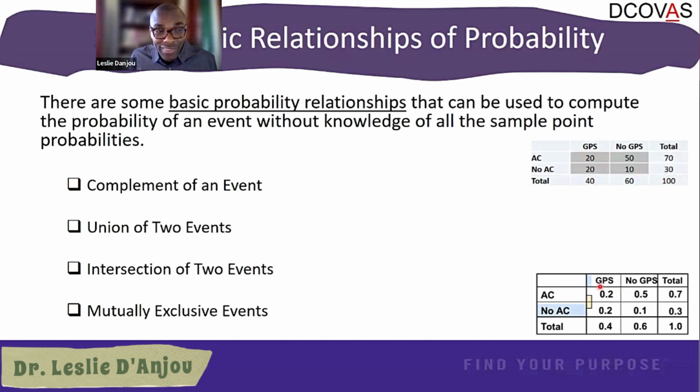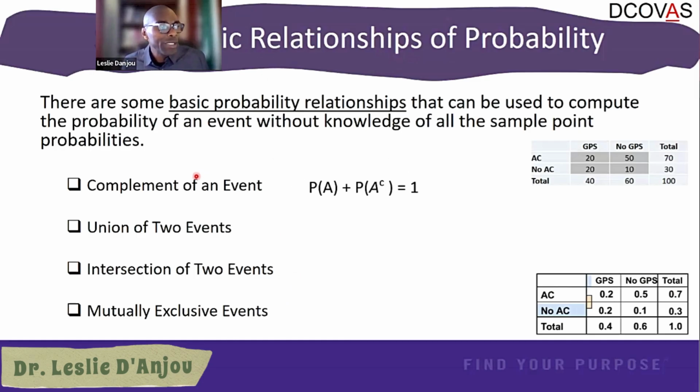So once we have this, what is the probability that you will have a GPS? It is the total of your GPS, 0.4. Hopefully you're seeing that. What is the probability that you will have an AC in your car based on this poll? 0.7, 70%. Hopefully you can see that. Now I'm going to show you how to figure out these calculations, whether they're a union, an intersect, or mutually exclusive, and hopefully this makes sense to you all.